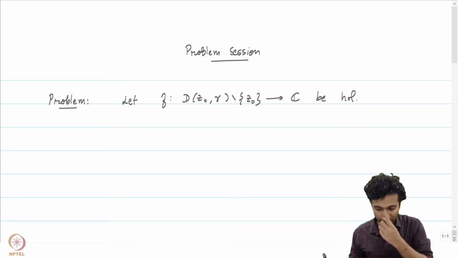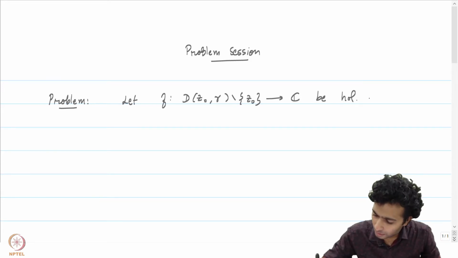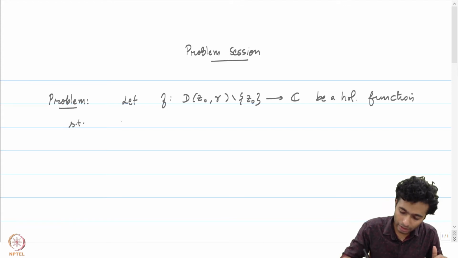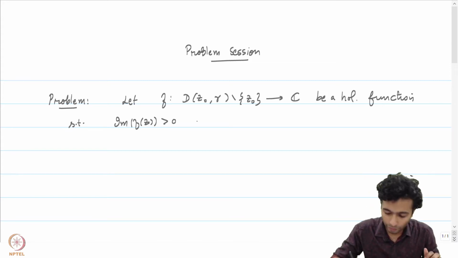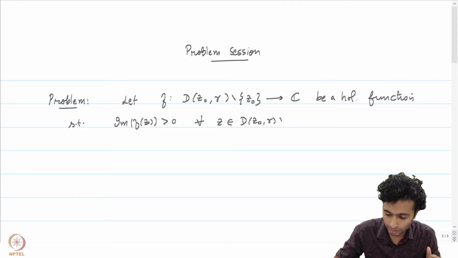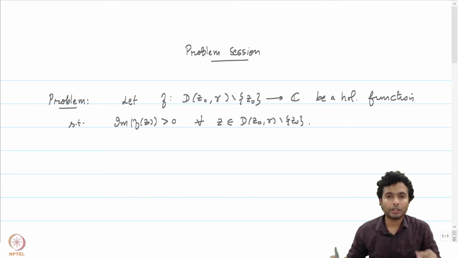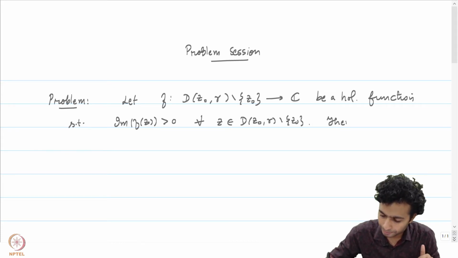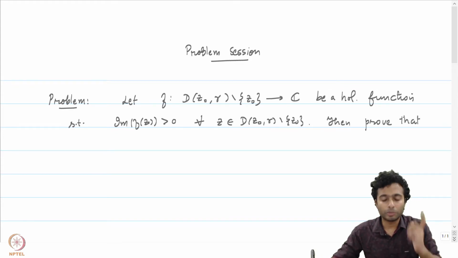Basically z0 is an isolated singularity. Let f be a holomorphic function which satisfies the condition that the imaginary part of f of z is greater than 0. Suppose for all z in the punctured disk D(z0, r) minus z0 we have the imaginary part of f of z is greater than 0, then prove that z0 is a removable singularity.